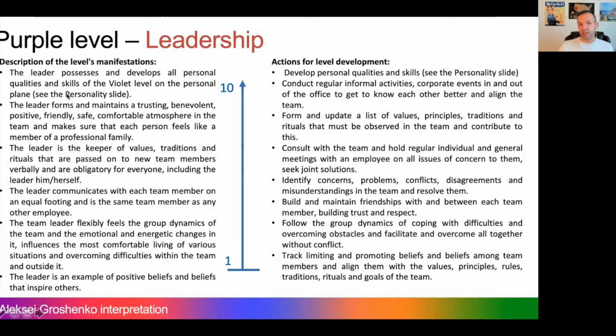Okay, please add your criteria in leadership perspective on a purple level. Okay, and we're going to self-assessment.